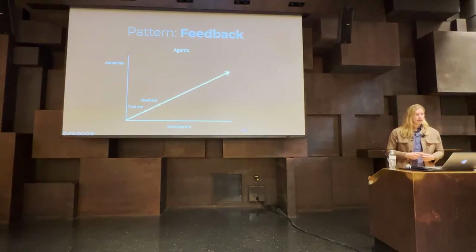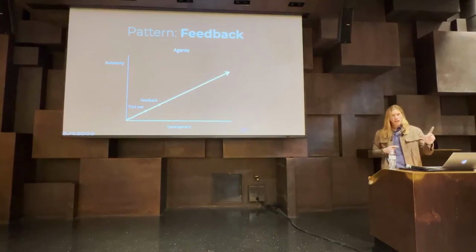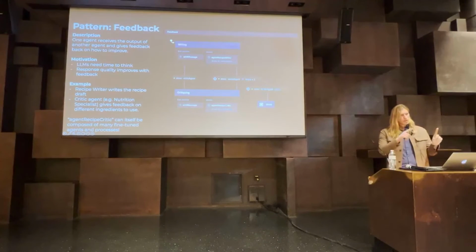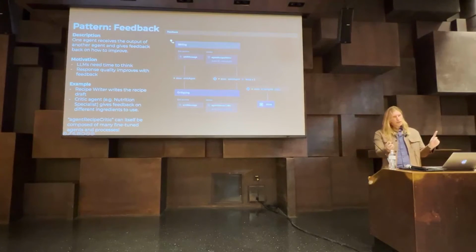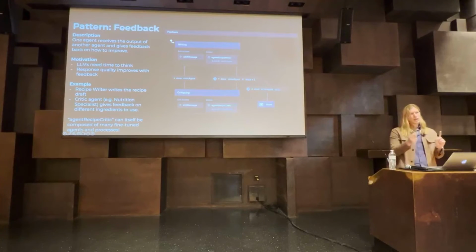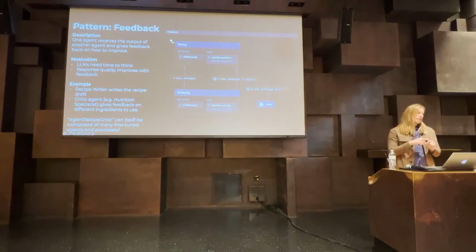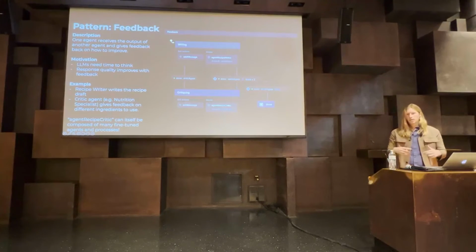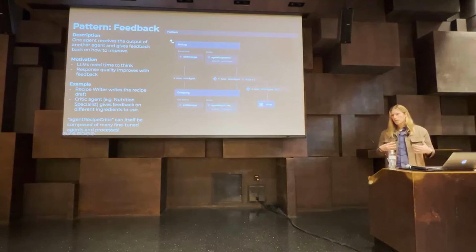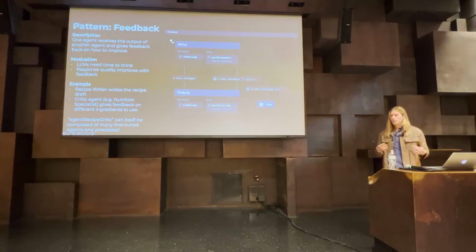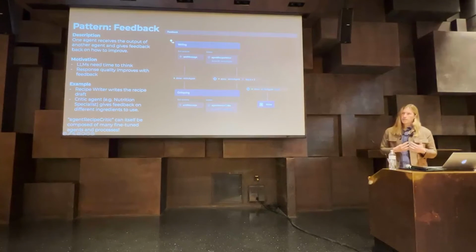Next, feedback. So that was one agent. Now let's put that agent together with another. In feedback, one agent takes the result of another agent and gives feedback back to that first agent on how it can improve. You do this because LLMs need time to think. They can't get it perfect in just a single request, so it often takes place over time. And the end result can be dramatically improved if that iterative process happens with feedback, either from another agent or from a human.